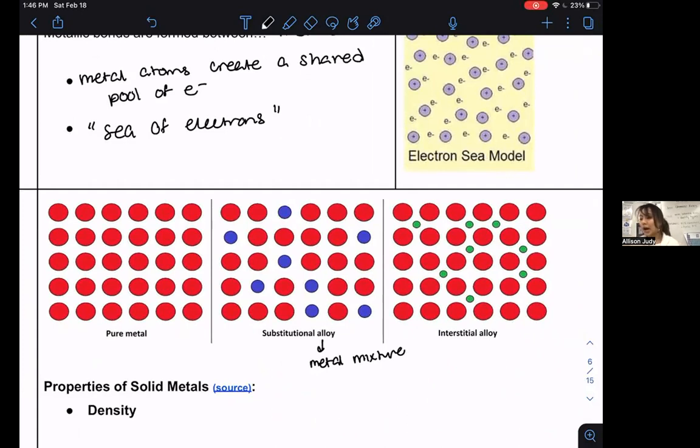And then let's say you have a couple of metals in an alloy with different sizes, where one metal atom is definitely bigger than the other metal atom. We call those interstitial alloy structures, because even though the metal atoms are all sharing electrons, the smaller metal atom will fit between the crevices of the larger metal atoms. The idea, though, is they all share electrons in the sea of electrons.